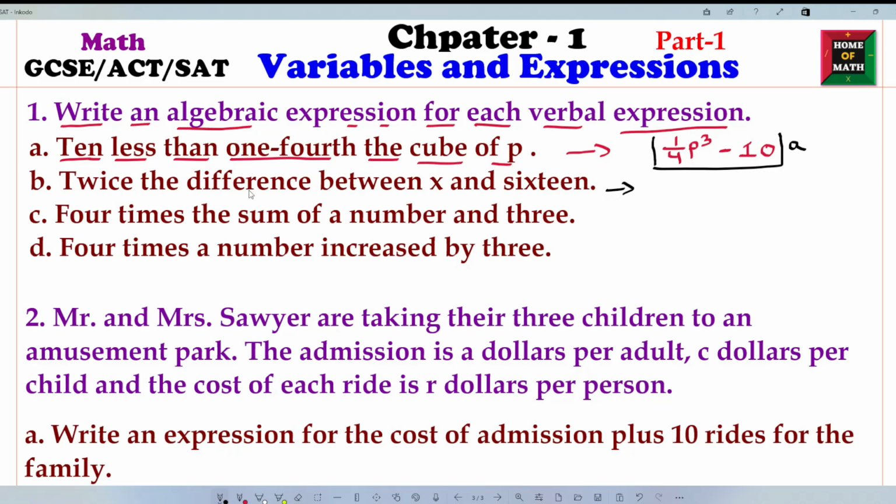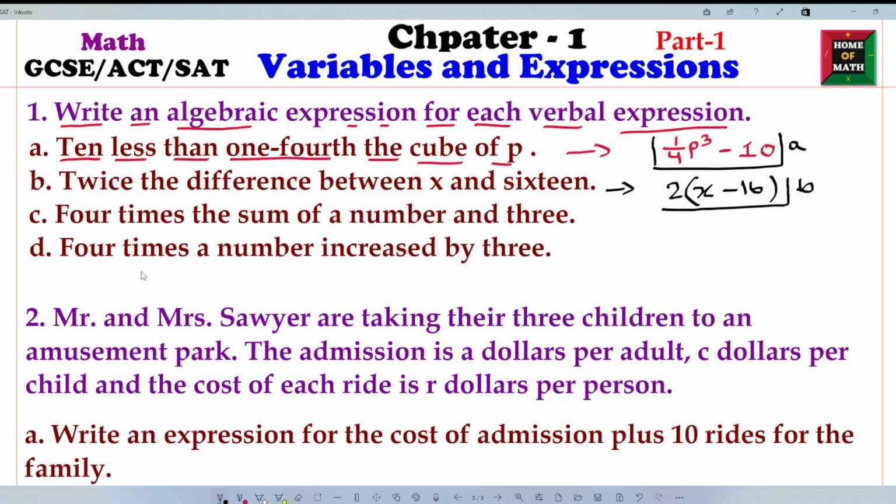Number B. Twice the difference between x and 16. So first, the difference between x and 16 is x minus 16. It's a difference. Then twice, so it means 2 times x minus 16. This is number B.